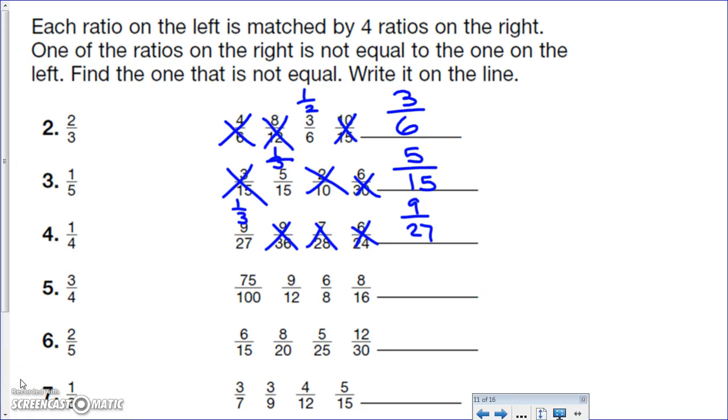For 5, we need to simplify to 3/4. So we start with our first fraction, 75/100. If we divide both by 25, we get 3/4. For 9/12, if we divide both by 3, we will get 3/4. For 6/8, if we divide both by 2, we will get 3/4. And for the last one, we have 8/16. If we divide both by 8, we get 1/2, not 3/4. So 8/16 is our answer.